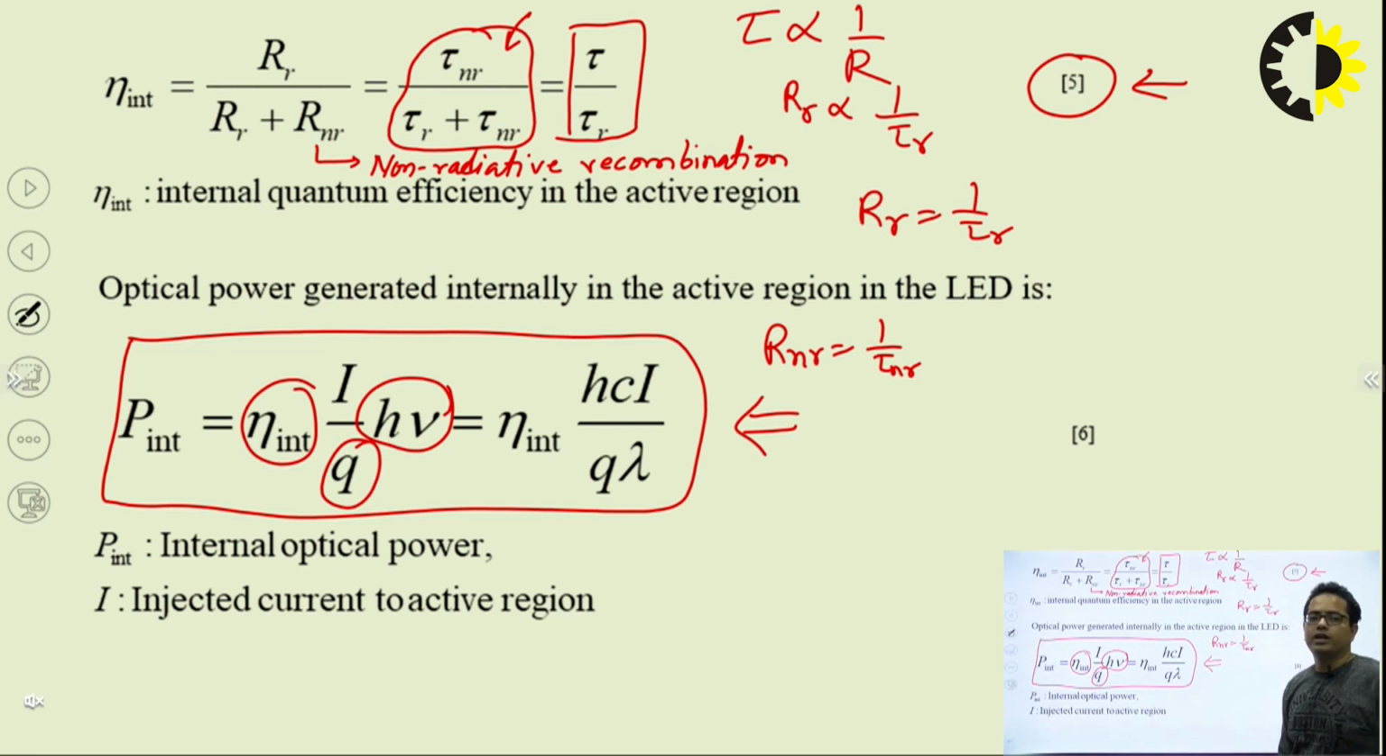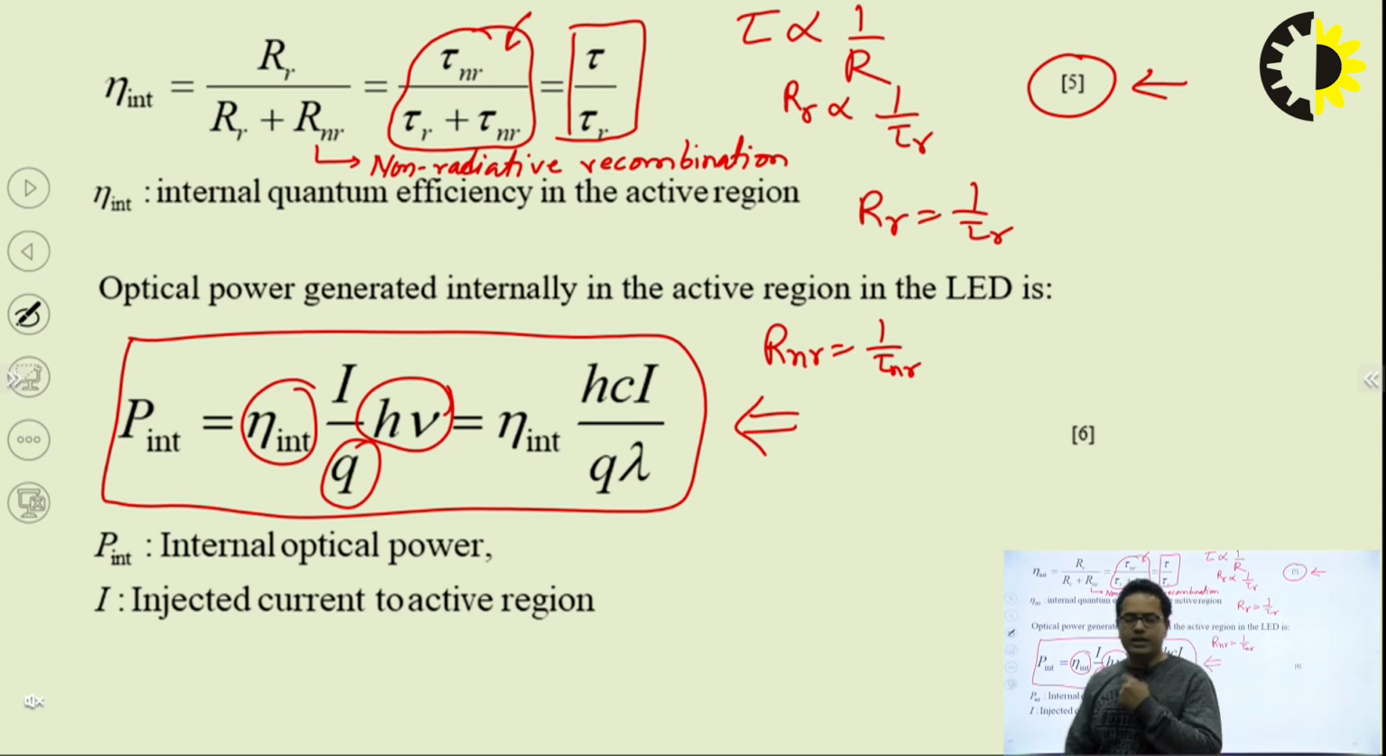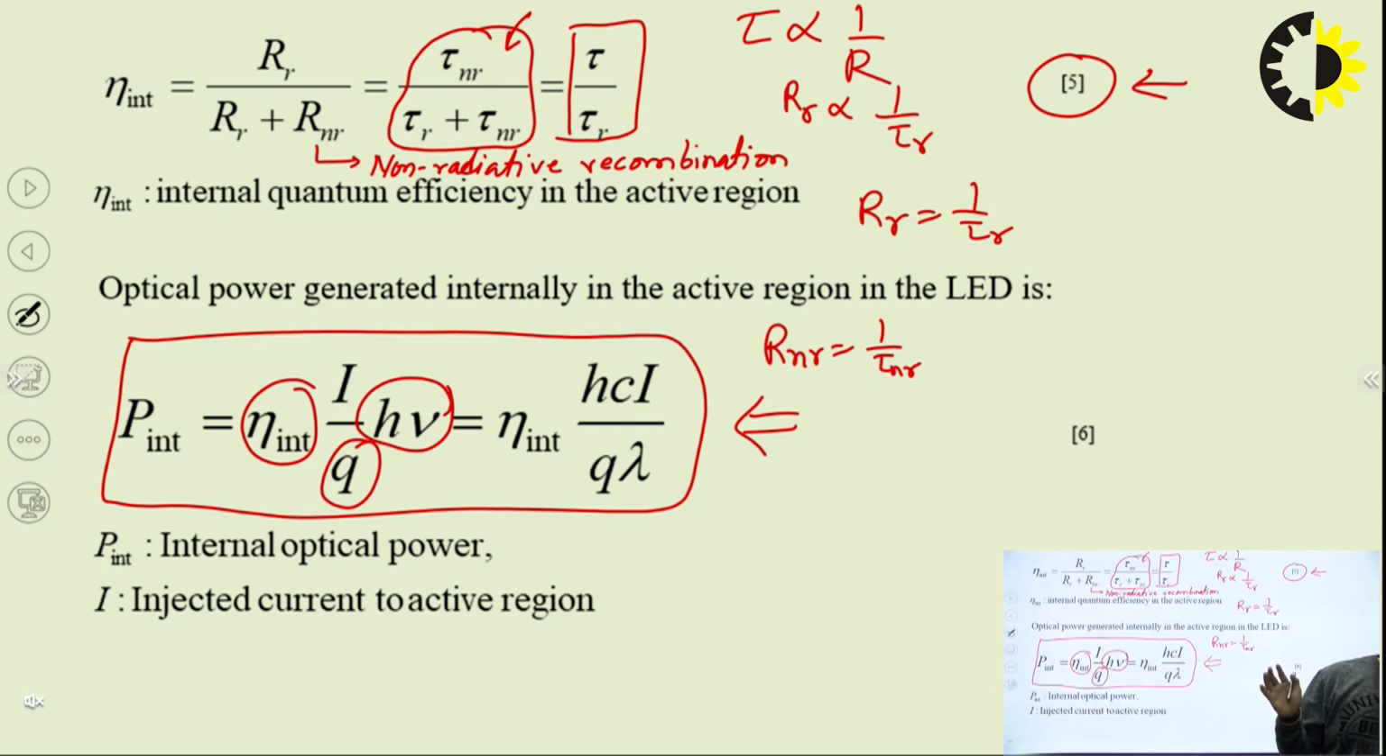And if you convert that frequency into a wavelength, we know that C is equal to nu lambda, so just put that expression, nu equals C by lambda. In that case you will get the expression in terms of wavelength.